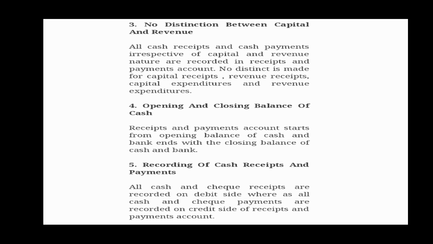Clear? Next feature, opening and closing balance of the cash book. In the receipt and payment account we start with the opening balance, as to balance b/d, and we must close it with by balance c/d.